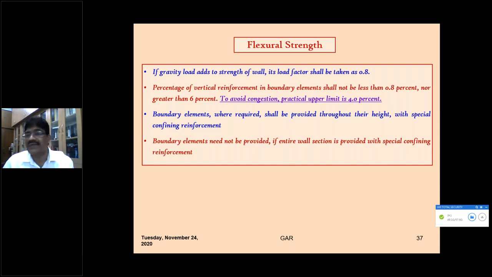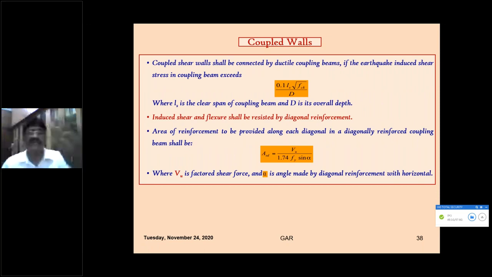But IS 13920 has given an expression for calculating the different components of the bending moments or shear forces, whatever, in each component. You identify, idealize, and calculate individually and design them as individual elements. But anyway, now again the coupled wall.